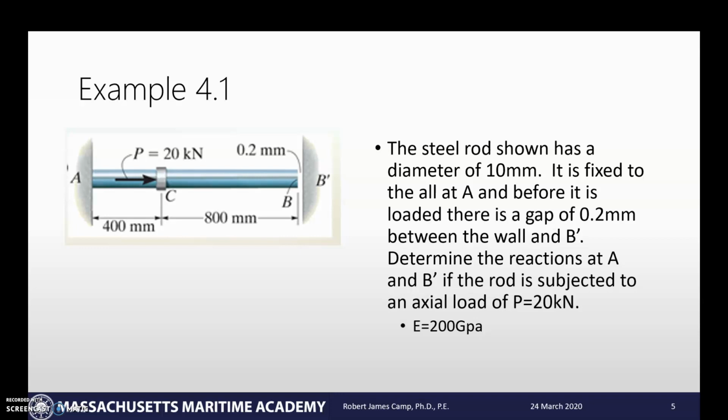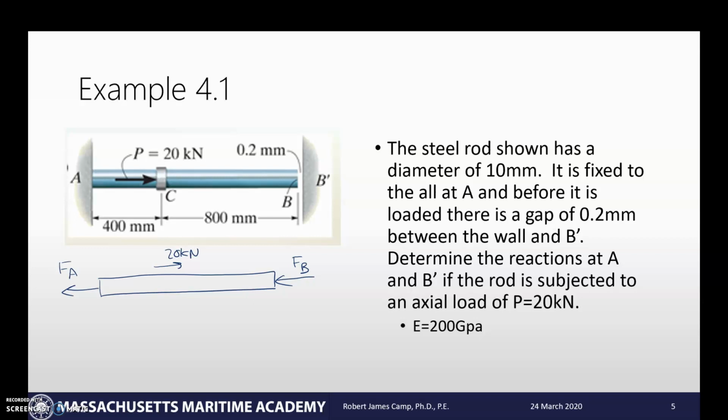So let us draw our free body diagram, assuming that it has gone all the way to B prime and touched. And so what it'll look like once we do that is I will have a force of 20 kilonewtons here. And since it's pulling away from A, I'm assuming that my reaction force at A will be moving in that direction. Since I'll be pushing it into B, I'm going to assume that my force at B is going to be pushing back in that case.